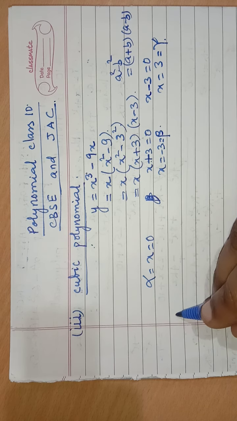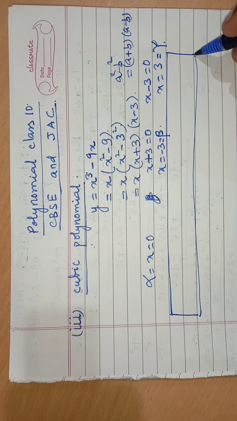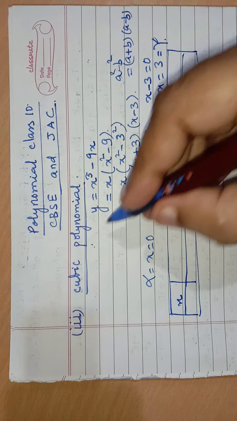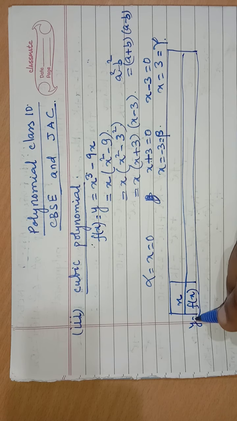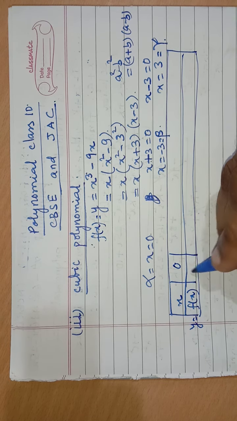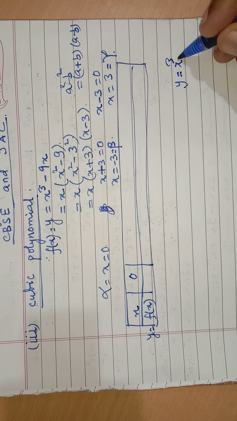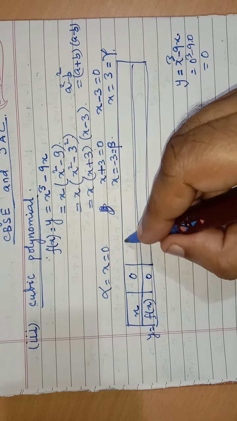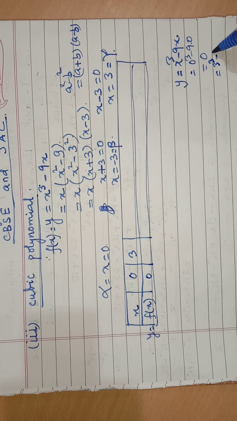So we will take a table over here. Why a cubic polynomial has at most 3 zeros. Suppose it is x, and suppose this is fx, so fx or y is equal to fx. When x is 0, y is equal to x cube minus 9x, so 0 cube minus 9 into 0, so 0. Similarly, if you take x is equal to 3, so 3 cube minus 9 into 3. So 3 cube is 27 minus 27, so it is 0.